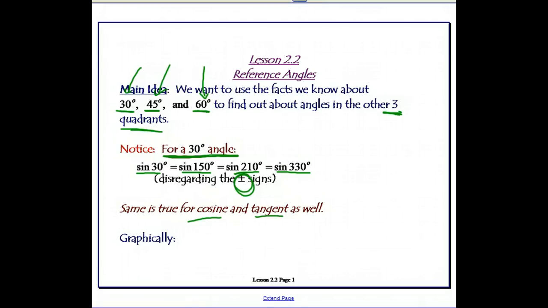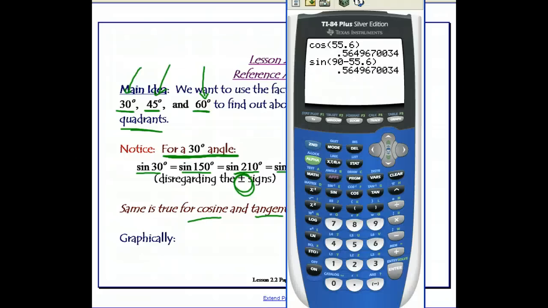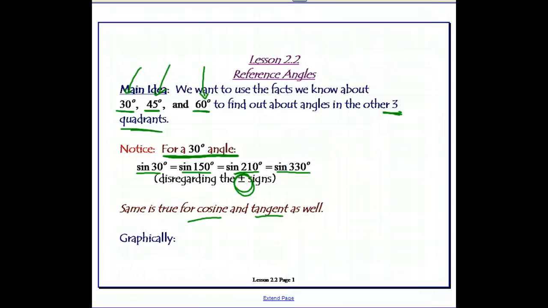Let's look at that very quickly just to make sure I'm not making these things up. Make sure your mode is in degrees. Let's try the sine of 30, and you should have found 0.5. Try the sine of 150. You should find it's 0.5. Try the sine of 210, and you'll find negative 0.5. We're ignoring the negative sign. It's okay. And let's find the sine of 330, and look at that, negative 0.5. They all come out to be the same numerical value. The plus or minus we will get to. And like I say, this works for cosines and tangents as well.